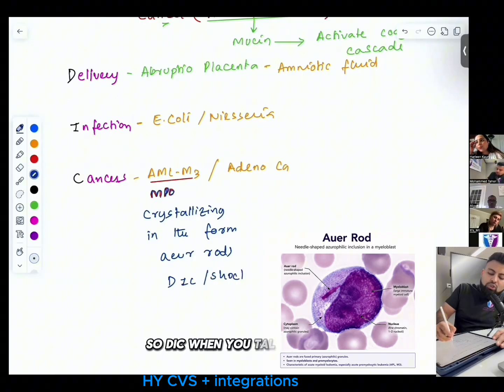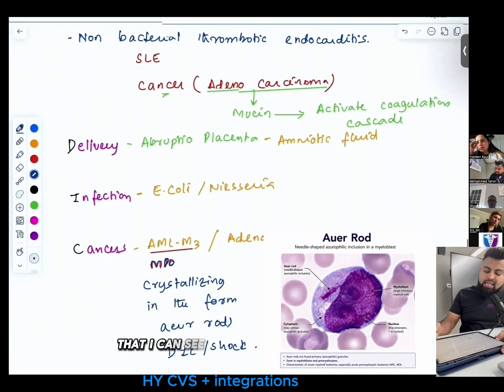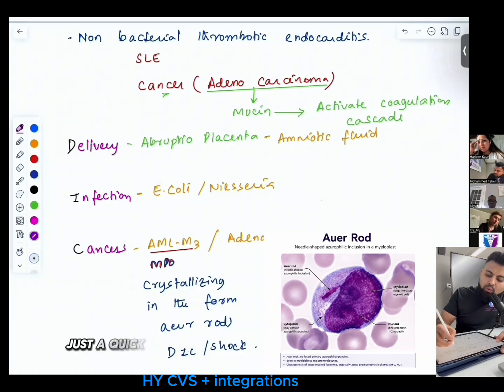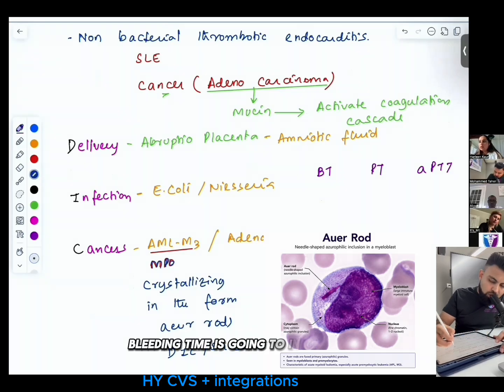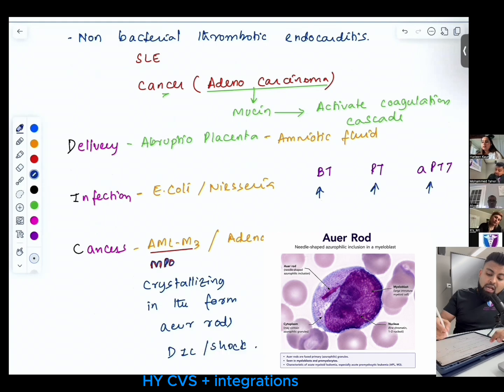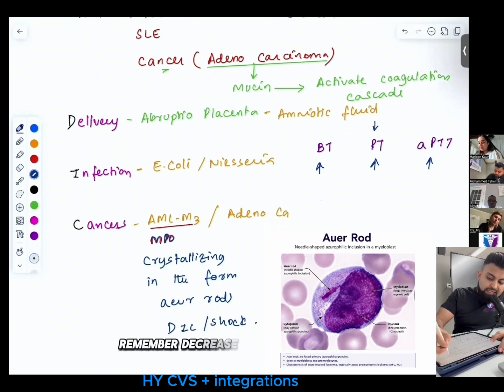So when you talk about DIC, what are the labs that I can see in patients with DIC? Just a quick recap: what happens to the bleeding time, what happens to the PT, and what happens to the APTT? Bleeding time is going to increase. PT increases, APTT also increases, right? So the question talking about this, remember, decrease in platelet count.